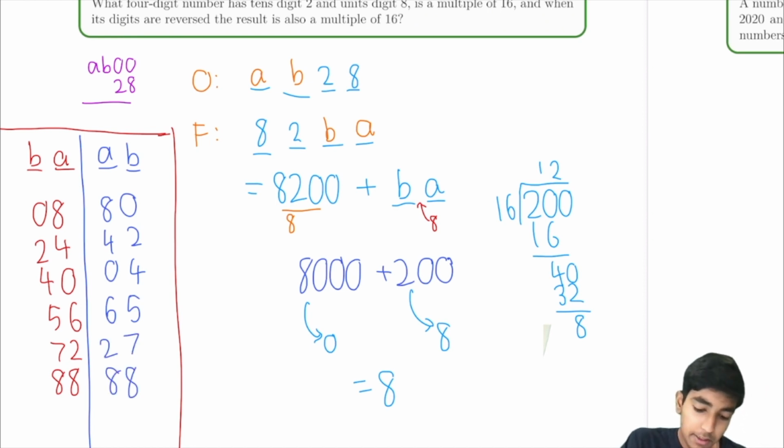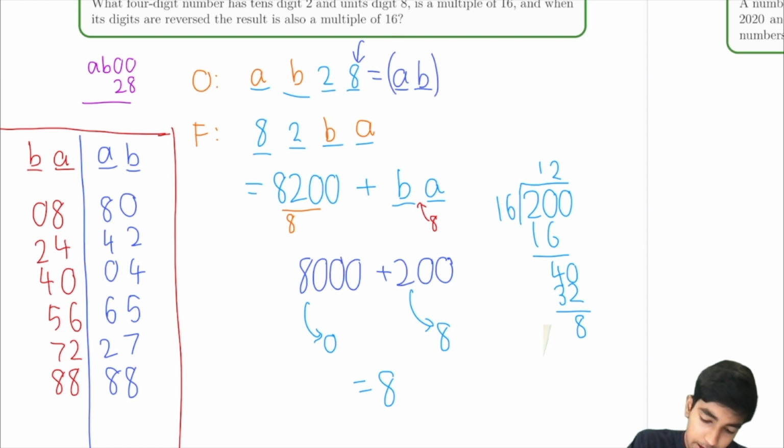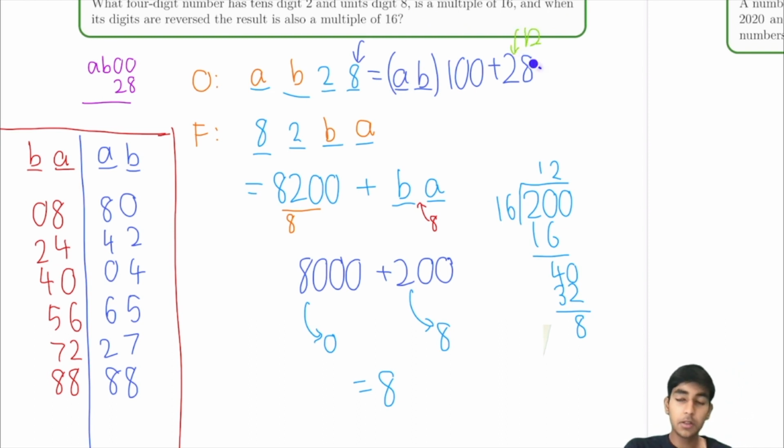Okay, so when will this number be divisible by 16? Let's explore. Notice how this is just going to be AB, the 2-digit number, times 100 plus 28. And 28 leaves a remainder of 12 when divided by 16. And that means for the overall sum to be divisible by 16, or leave a remainder of 0 when divided by 16, this part must leave a remainder of 4 when divided by 16.